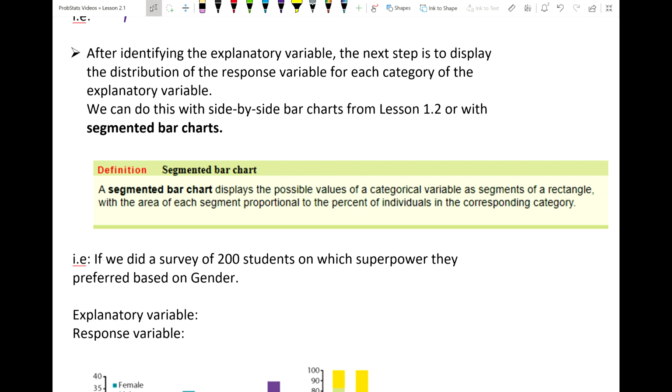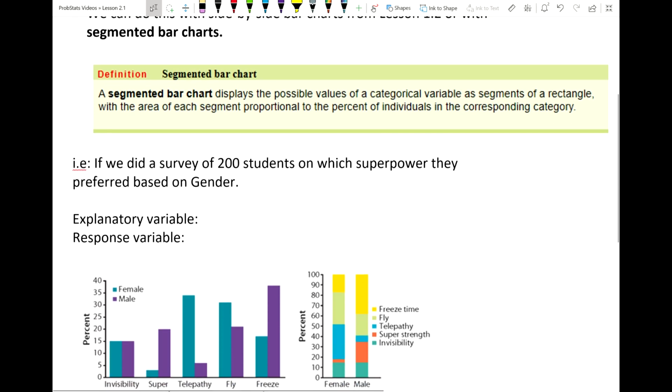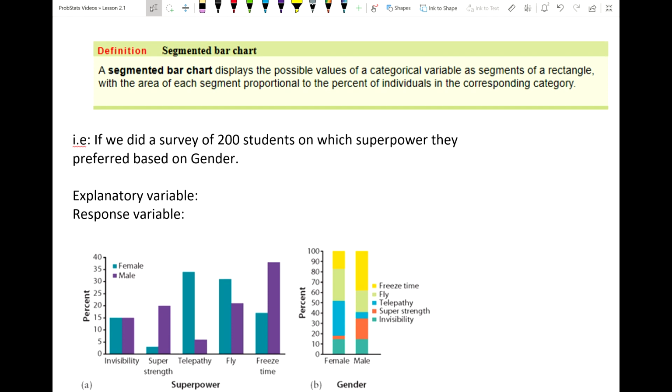After identifying the explanatory variable, in order to analyze the set of two variables, we want to display the distribution of the response variable for each of the categories of the explanatory variable. We could do this with the side-by-side bar charts that we learned from lesson 1.2, or we can use a new bar chart type called segmented bar charts. These are kind of like stacked bar charts. A segmented bar chart displays the possible values of the categorical variable as segments of a rectangle that stack on top of each other. The area of each segment is proportional to the percent of individuals in that category.